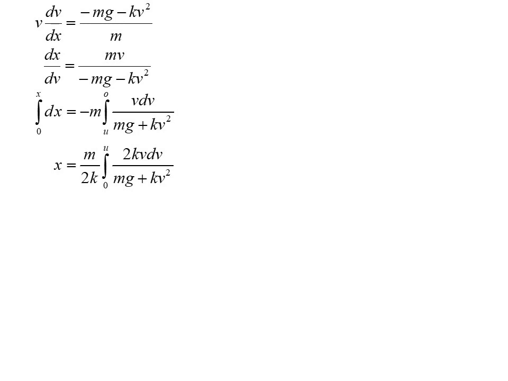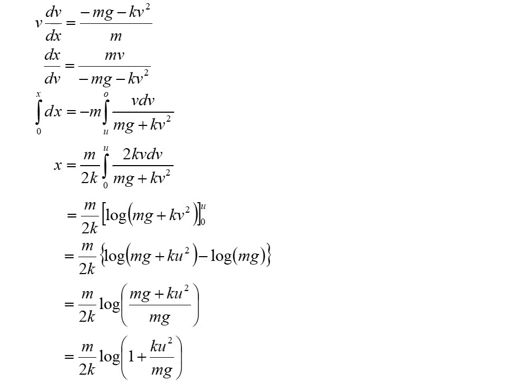x is equal to m on 2k, the integral of 2kv on mg plus kv squared. Basically, I saw it was a log situation, so I wanted to create the derivative on top. So I made that 2kv on top, which is why I then divided by 2k out the front to balance it out. That gives me the log of mg plus kv squared. Ooh, it's a horrible answer, but there it is. It is what it is.